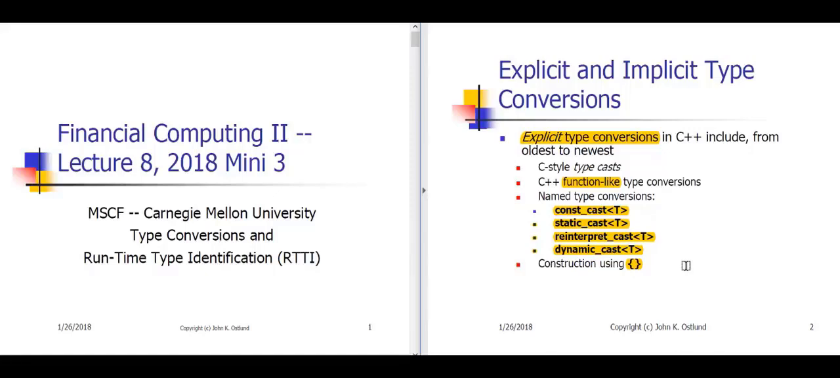So this is unfortunate that we have several generations of notation for performing explicit type conversions. It would be nice if the older styles had been thrown out of the language when the newer styles were introduced, but of course that would have ruined the backward compatibility of the language.